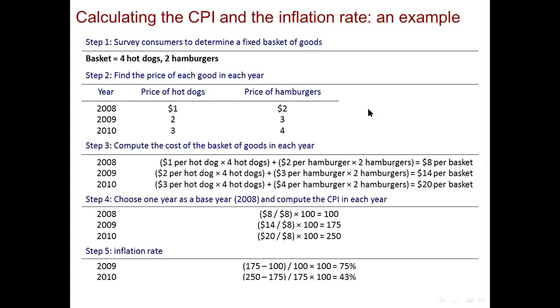Here is the example. I have 2 goods, and the basket is already given and fixed. So the basket is 4 hot dogs and 2 burgers. This is how much your consumer is consuming. The quantities don't change, but the price of burgers and the price of hot dogs changes across the years 2008, 2009 and 2010. This is given. What is my first step now? Let me go back again.